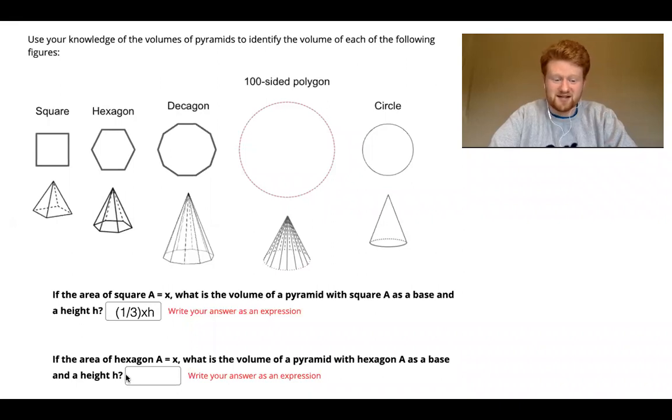Well, it's going to be the same thing. It's going to be that 1/3 XH, because again, it's going to be 1/3 times the volume of the prism with the same base. And in this case, this hexagonal prism would be XH because the area of the base is X and the height is H. So continue on downwards and then notice the pattern of what's happening as we get closer and closer to what looks to be a cone.